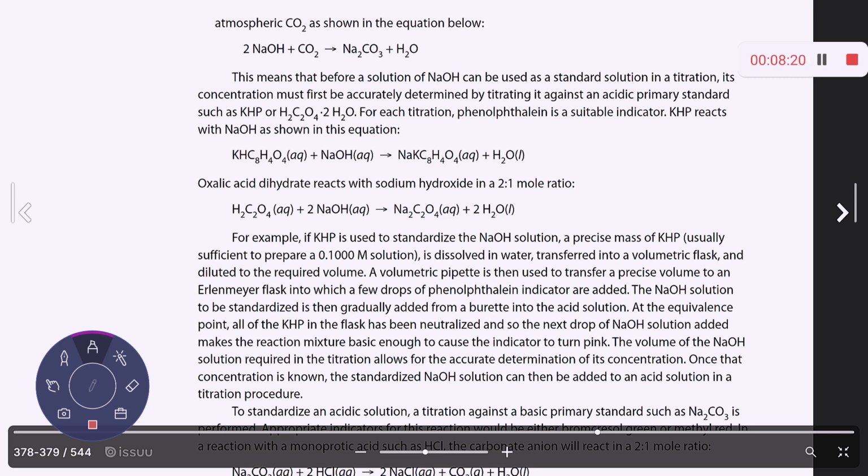All right, now for using KHP or oxalic acid. KHP, you may want to earmark this page. KHP reacts with NaOH according to this equation here. You may use that later in a lab, so that's why I'm telling you to earmark the page. Oxalic acid dihydrate reacts with sodium hydroxide in a 2-to-1 ratio. Here is the example. So here and here, just use that as an example for later.